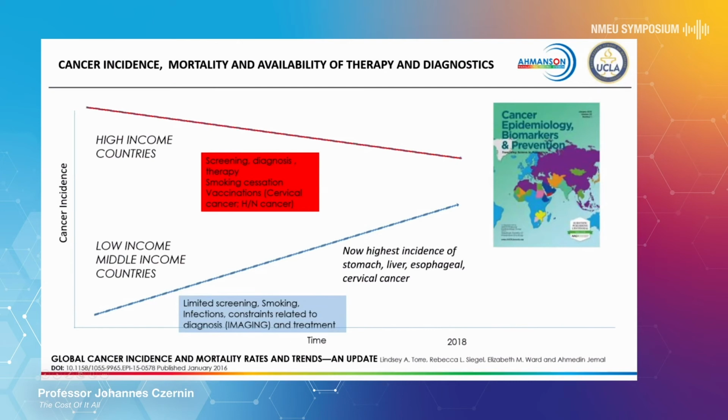In high income countries, you have screening, diagnosis, better therapy, smoking cessation programs, vaccinations that, for instance, reduce cervical cancer and head and neck cancers, as is the case for HPV vaccination. In the low-income countries, you have limited screening, no smoking cessation programs, infections, constraints related to diagnosis, which is imaging and treatment. And in fact, the highest incidence of cancers worldwide, cancers of the stomach, liver, esophagus, and cervix, are now coming from low and middle income countries.